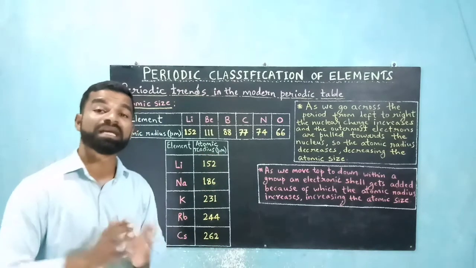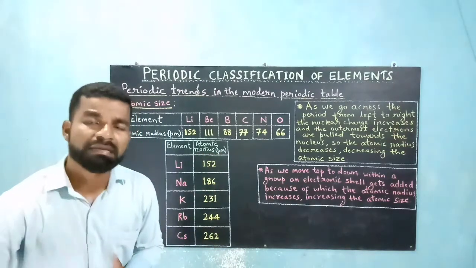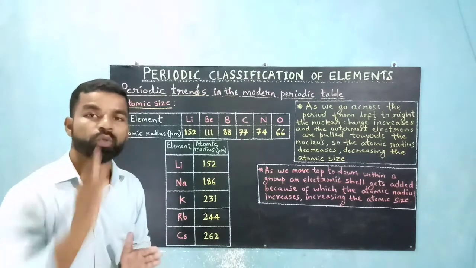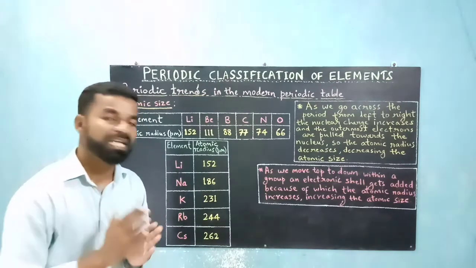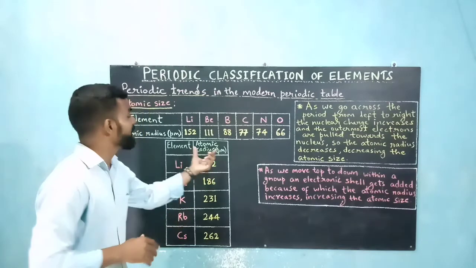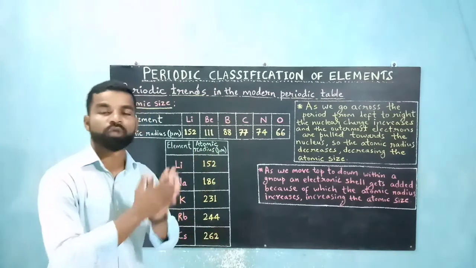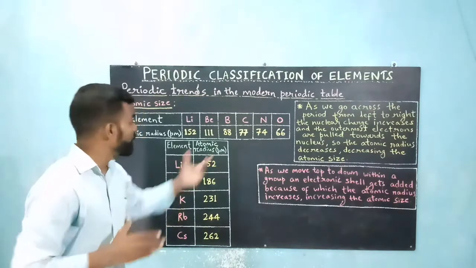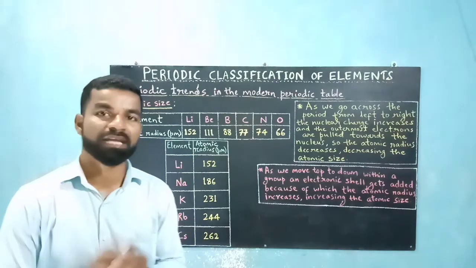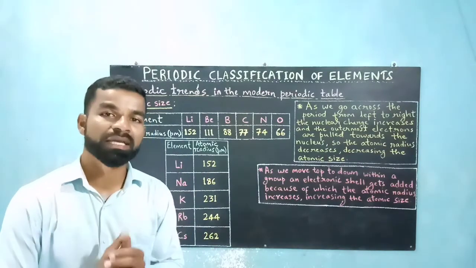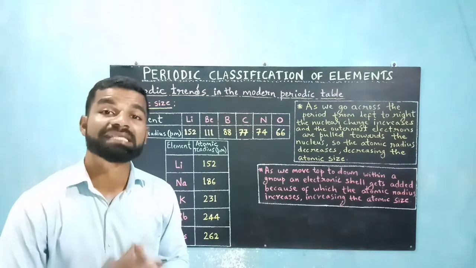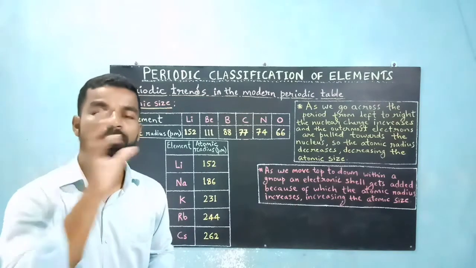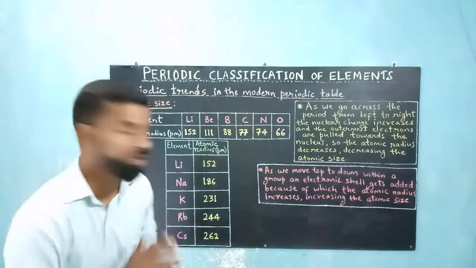That means the atomic radius goes on increasing as you go from top to down in a group in the periodic table. And because the atomic radius is rising, definitely the atomic size also increases. So the atomic size increases as you are going from top to bottom in a group in the periodic table.